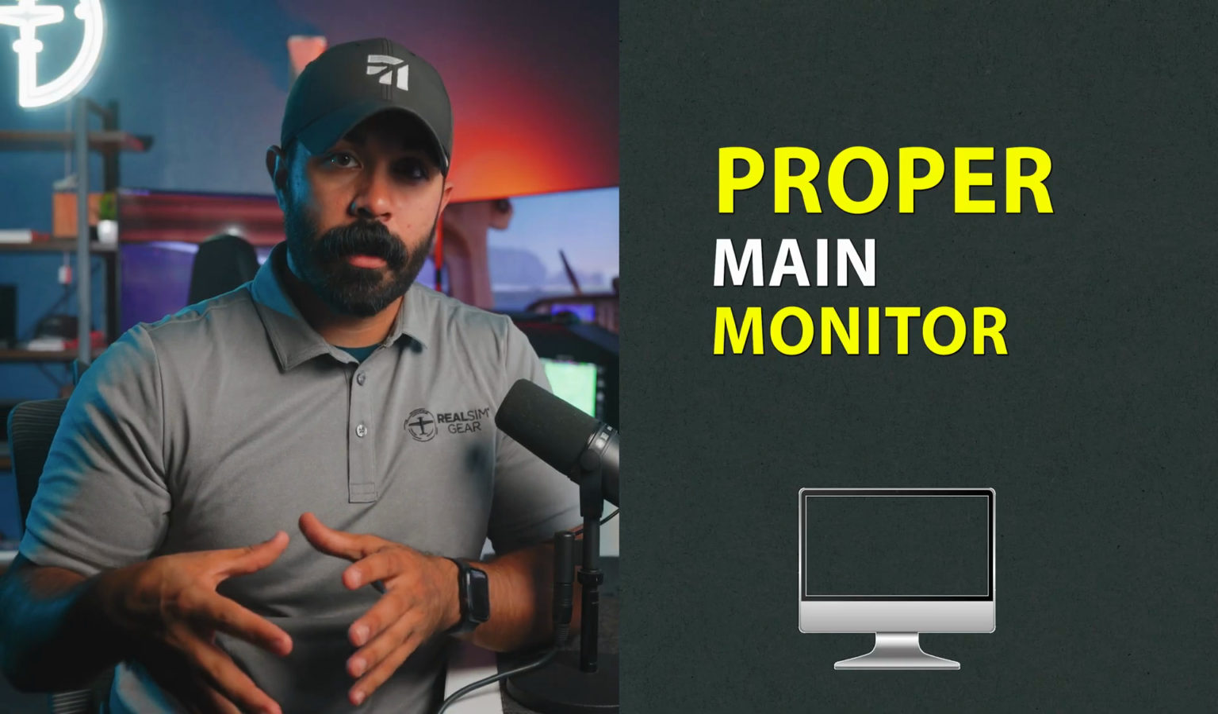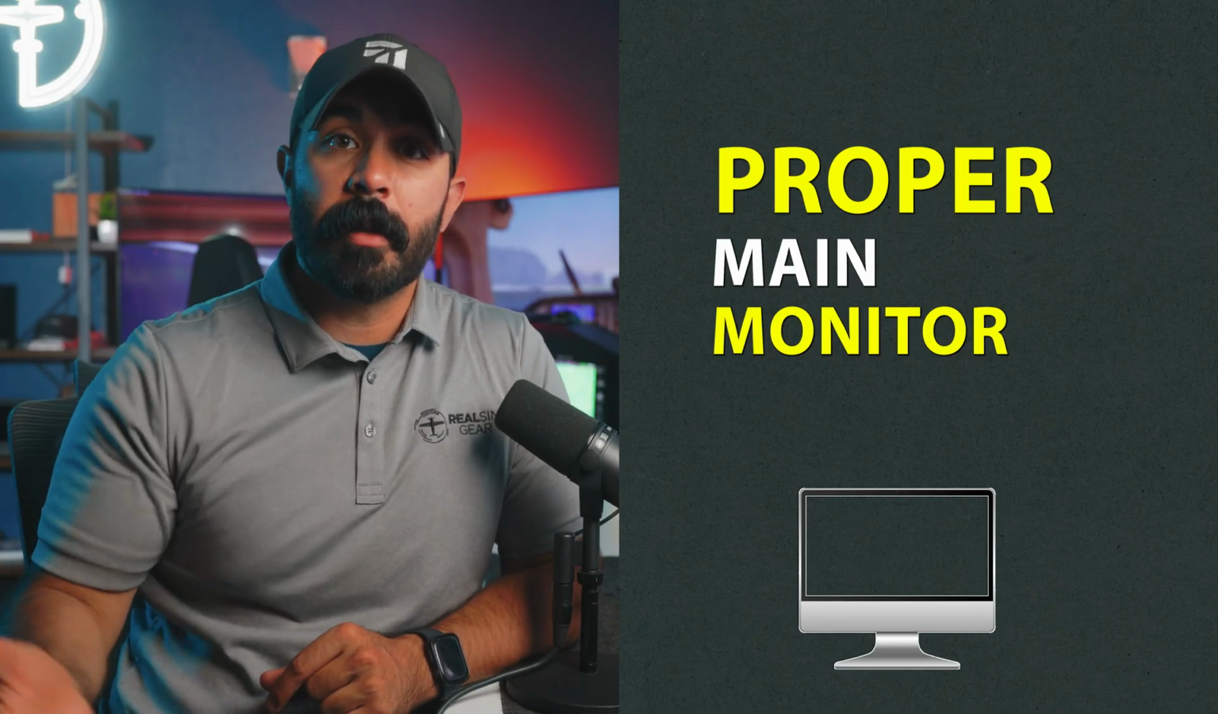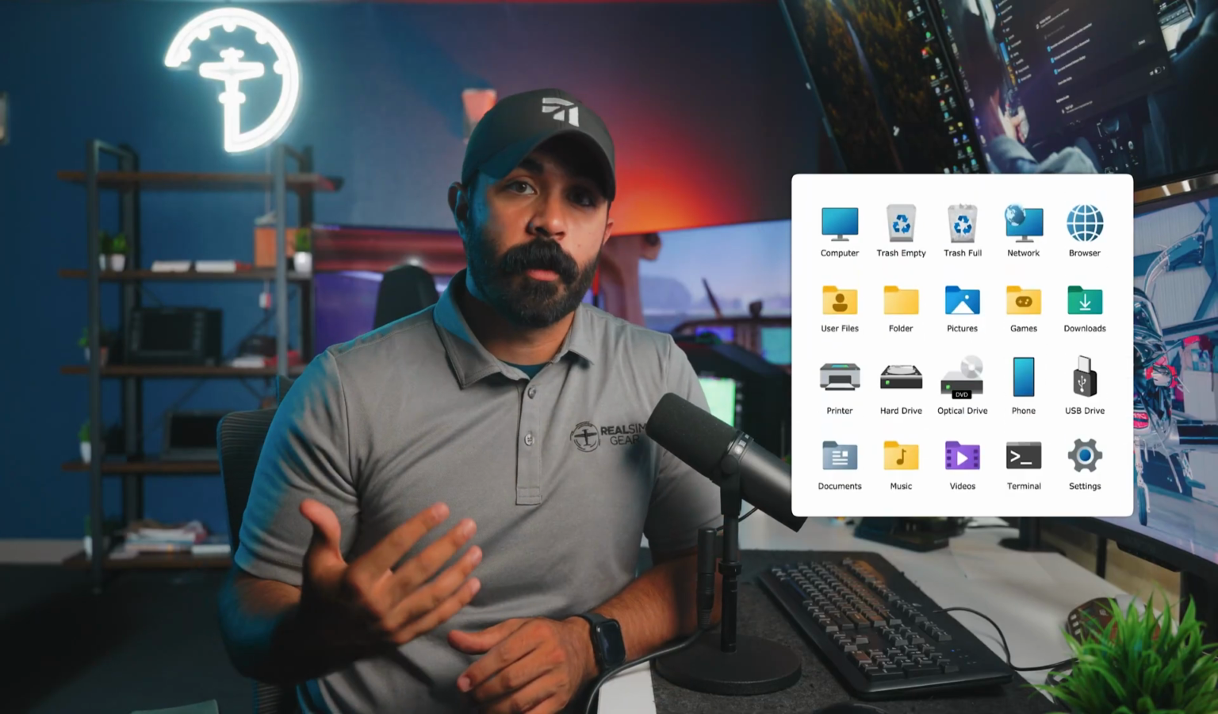Next, we want to make sure that we have the proper main monitor selected. This main monitor is going to be the monitor that the main menu for the simulator is on. It's also where it's going to show if the sim is paused and where all of your desktop icons will be. So you want to make sure it's convenient. For those of you that have a separate instructor station, you're going to want that to be your main monitor. But how do we know which monitor is which?